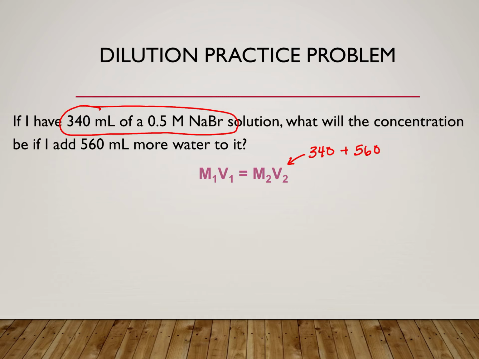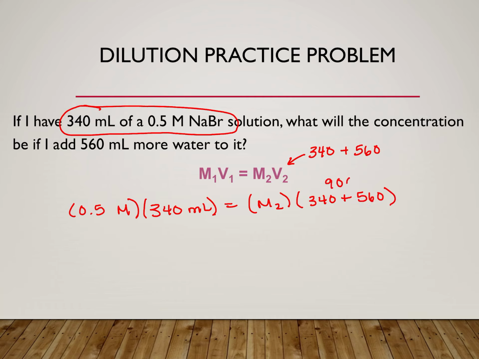because we need the total volume of our dilute solution to do this calculation. So M1V1 equals M2V2. So we have our molarity is 0.5 molar for our stock. We have 340 milliliters, and again, like I told you, you can do this in milliliters or you can do it in liters as long as you are consistent. And so our second molarity, that's what we're trying to find, right? Our dilute molarity, and our volume here is going to be that 340 plus 560.